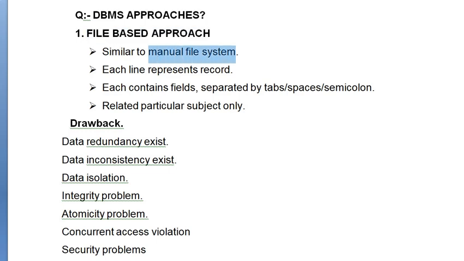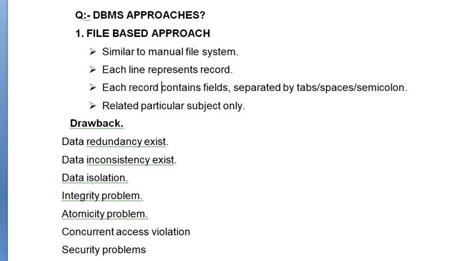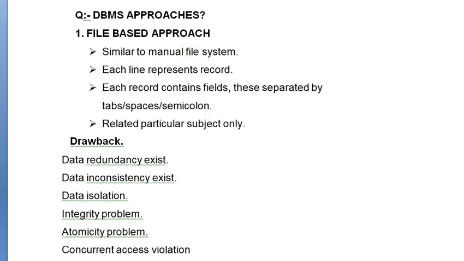In a file based system, a file contains a collection of interrelated data as line by line. Each line represents a record, and each record contains fields, and the fields are separated by tabs or spaces or semicolons, and a file is related to a particular subject only.